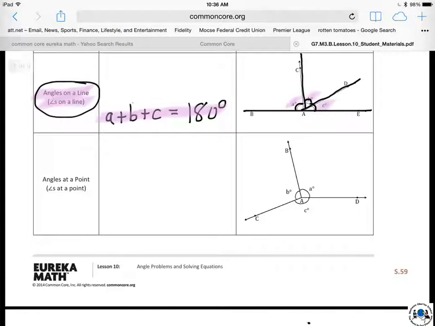Now, angles at a point. This is the next one here. You can see we have one point, point A. The measure of all angles formed by three or more rays with the same vertex is 360 degrees. Let me write that down, and I'm going to pause here for a second.